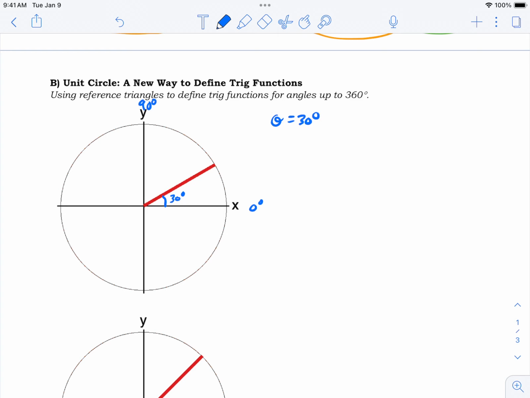Now, at first, this is not going to be very surprising. What do I mean by reference triangle? What I mean is drop a plumb line from here straight down to the x-axis. There.